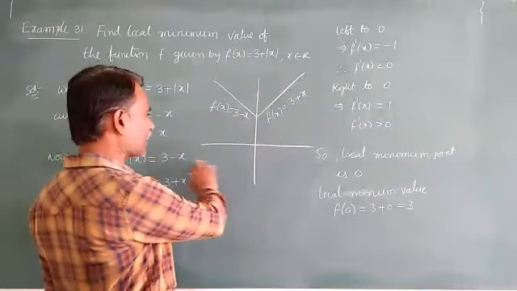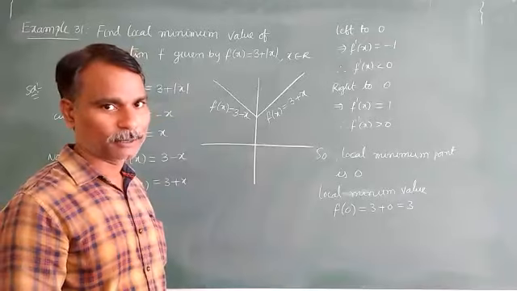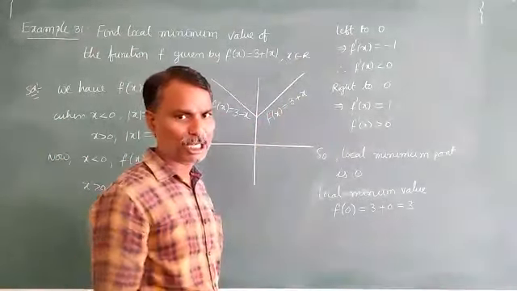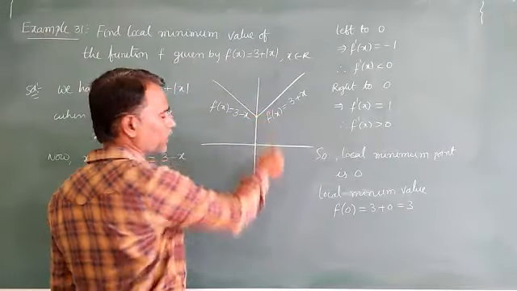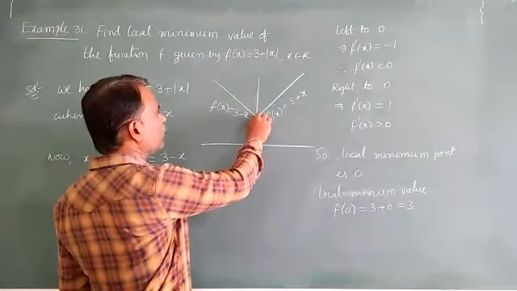We are taking the real numbers only, and generally you know the modulus function from first year. The modulus function comes like a V shape. But he has given 3 plus mod x, so it comes at the point 3: when x equal to 0, y is equal to 3. That's why it comes here.